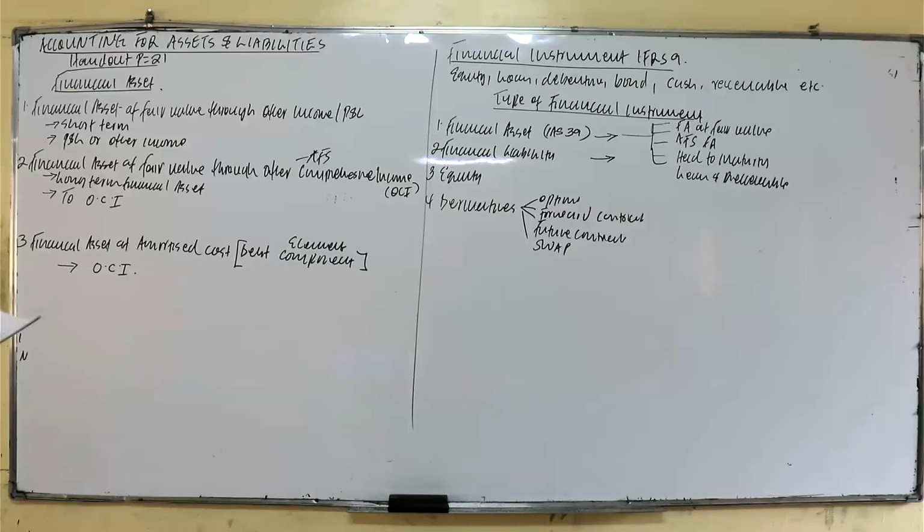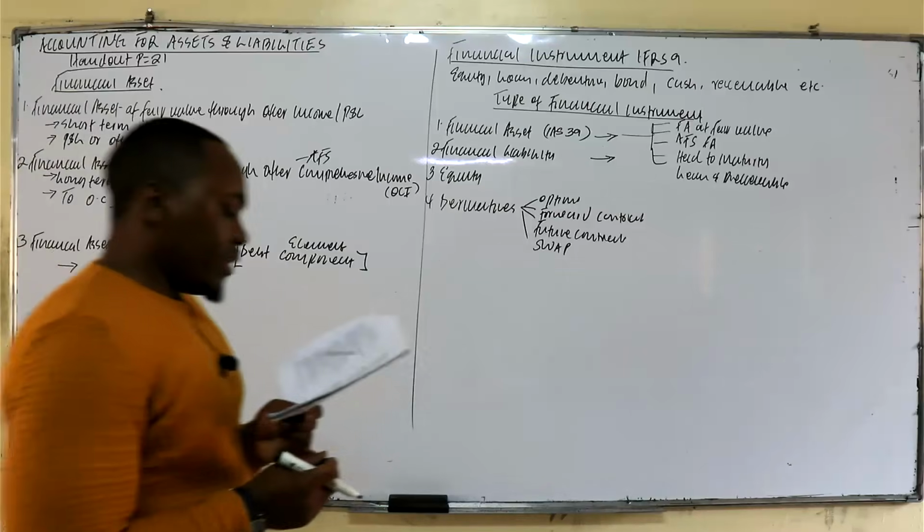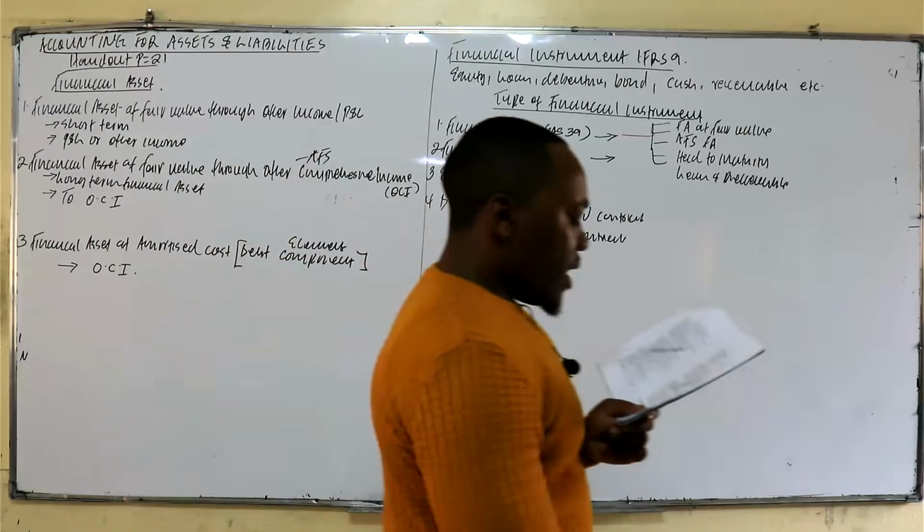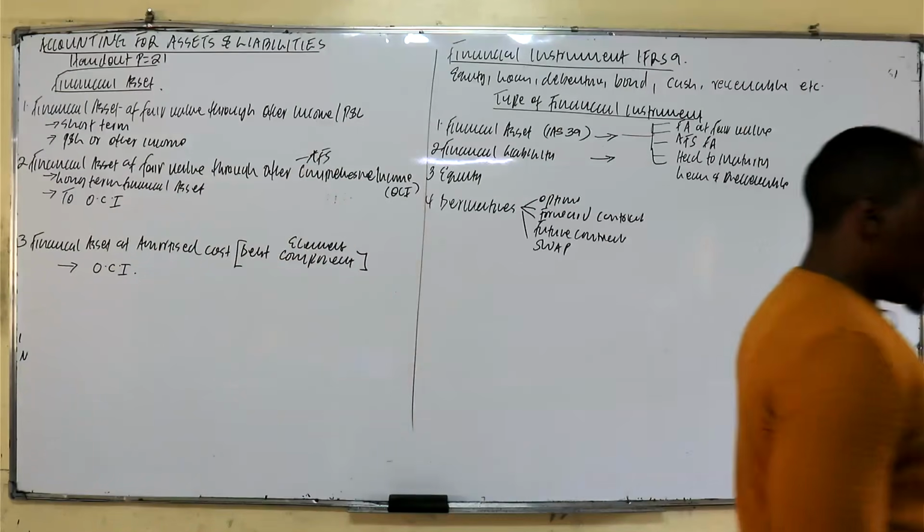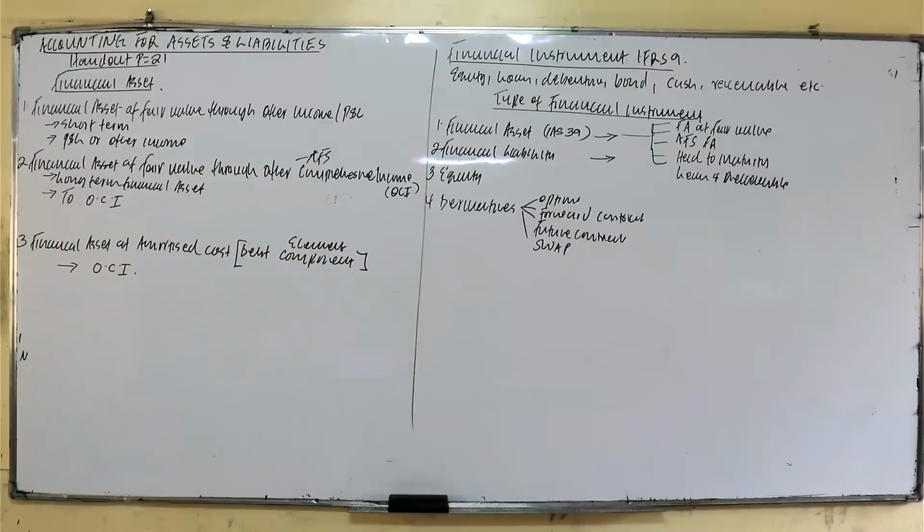Financial instruments and IFRS 9, we have definition of terms. What's a financial instrument? A financial instrument is any contract that gives rise to a financial asset of one entity and a financial liability or equity instrument of another entity, e.g. loan, debentures, bond, cash, etc.